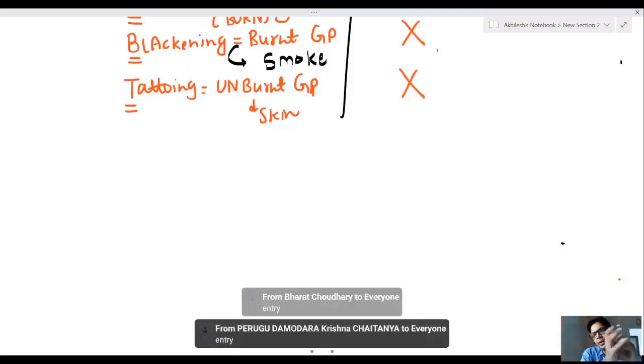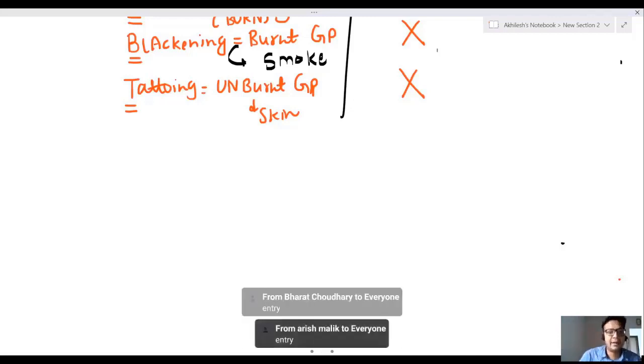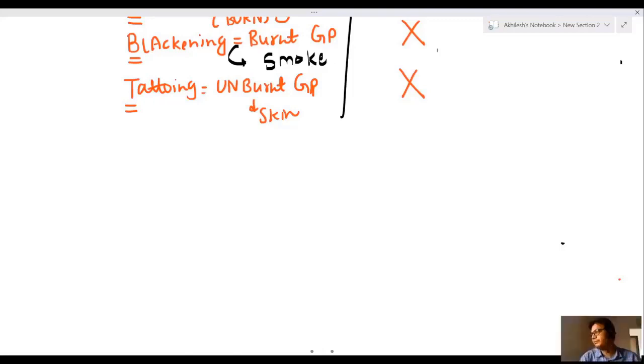Abrasion collar is seen in entry wound or exit wound? Abrasion collar. Now, entry wound. Very good.